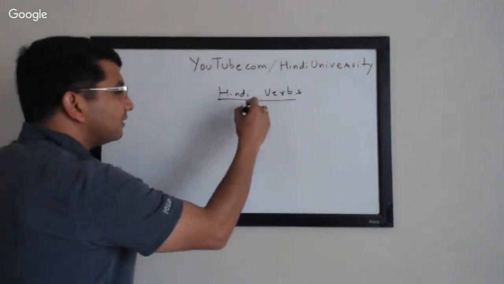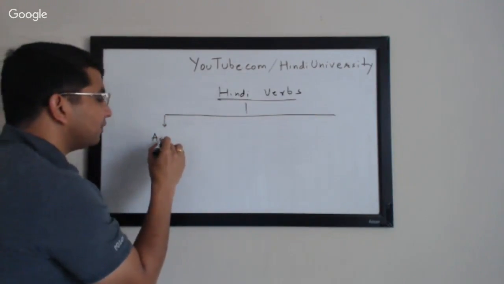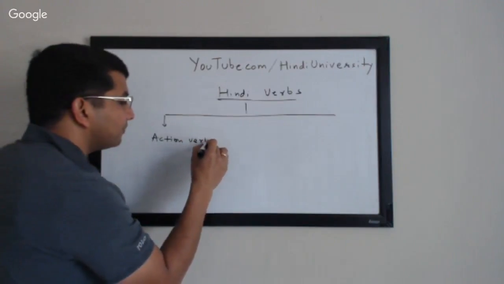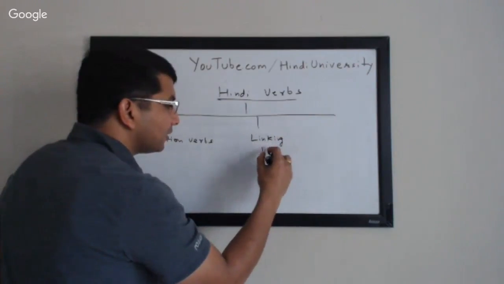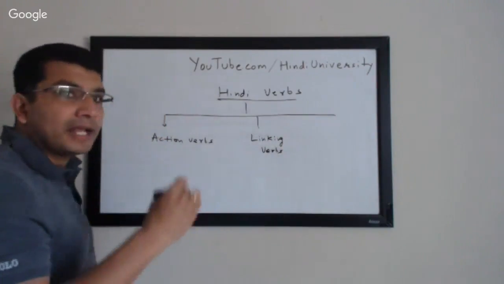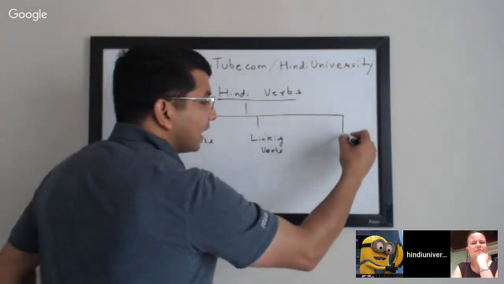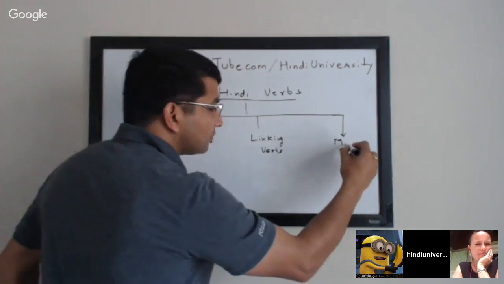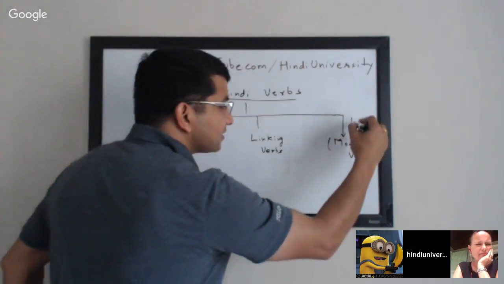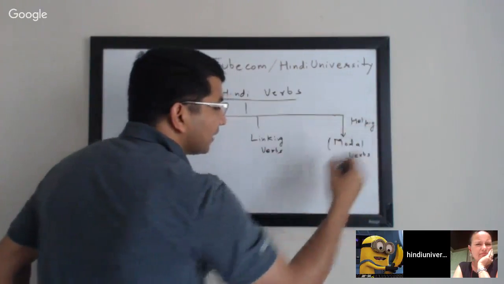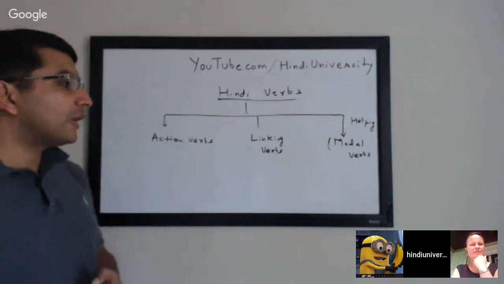In the last two classes, we learned that whenever you learn about a verb, you should put it into three buckets. Whether it's an action verb, which expresses some sort of an action, a linking verb, linking the subject and the adjective, or a modal verb. Modal verbs are nothing but helping verbs, like can, could, may, should.